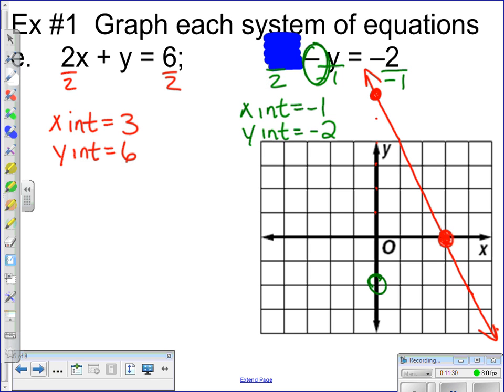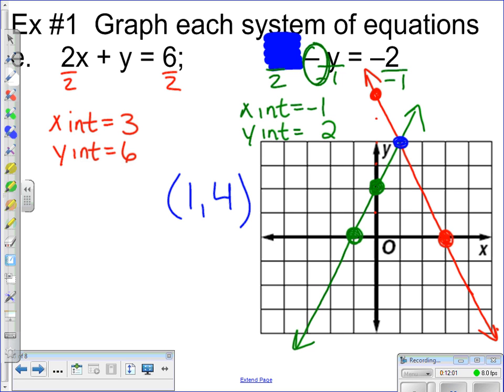So go to negative 2 on the y-axis. Go to, oh, no, that's positive 2. So go to positive 2 on the y-axis. Go to negative 1 on the x-axis. Connect these two. You can see you have once again two intersecting lines, and this time they intersect at 1, 4. Okay, pause here before we go on to the next one.